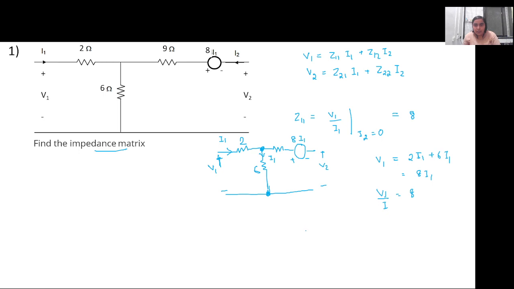Then we can also calculate under the same condition Z21, which is V2 by I1 with I2 equal to 0. So it is this same circuit. The only thing is we have to calculate V2. So what is V2? 6I1, right? So it is 6I1 by I1, which is 6. So how will we calculate Z12?